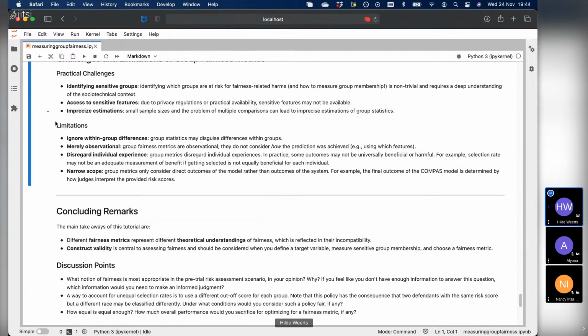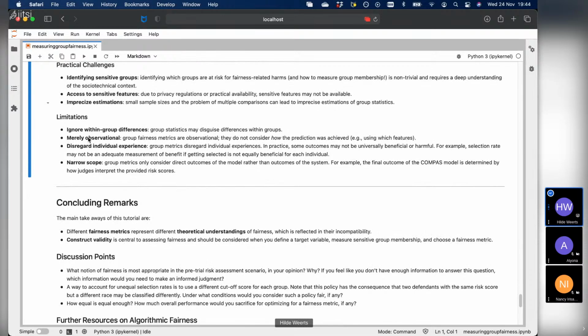So there's also just a few inherent limitations of these group fairness metrics. First of all, we're computing averages across groups, but that means that we ignore within group differences. And it could be the case that there are actually subgroups that are at an even greater risk of harm, and then that can be disguised. For example, if we only look at race, but the actual harm occurs at the intersection between race and gender, for example, black males, then that could be a problem.